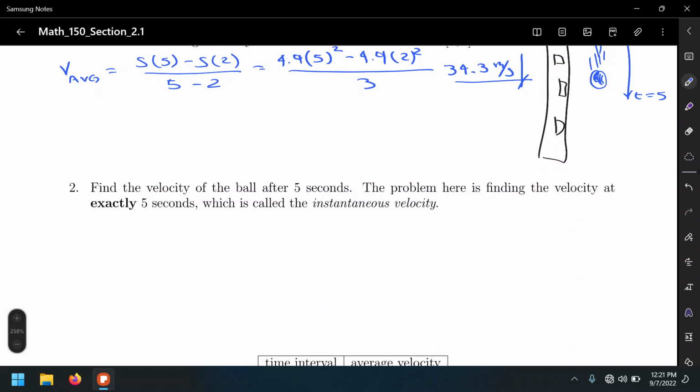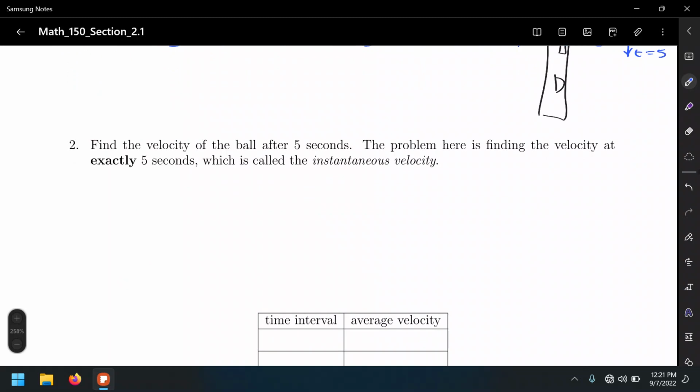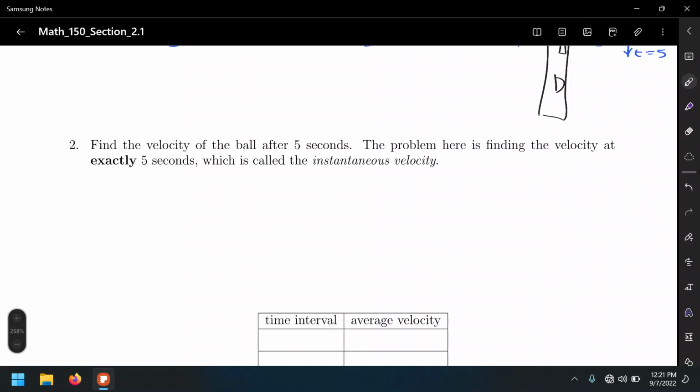Okay, so for part 2 of the problem, find the velocity of the ball after 5 seconds. There's an issue here, because how do we find the velocity after 5 seconds? We don't have a function to find velocity. The function that we're given is to find the position. Well, so this is what we're going to do in this case. So, number 1, how can we get instantaneous velocity based on average velocity?